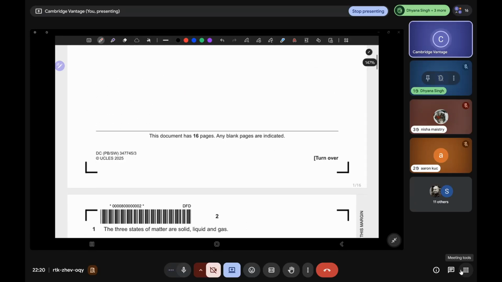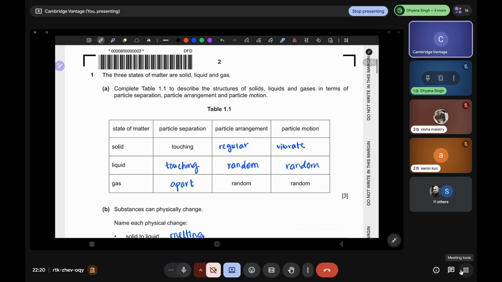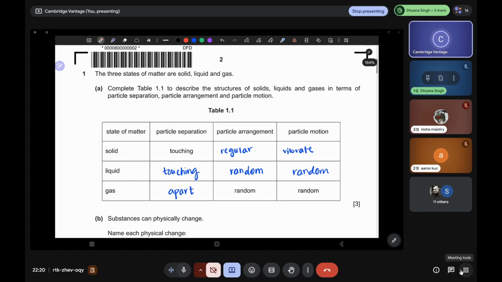That we start the paper. All right. The very first question that we have, and students, if I do become inaudible at any point, do let me know. So the very first question, the three states of matter are solid, liquid, and gases, something that we have learned for a very long time.